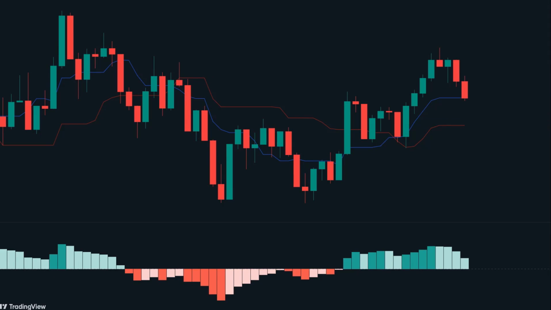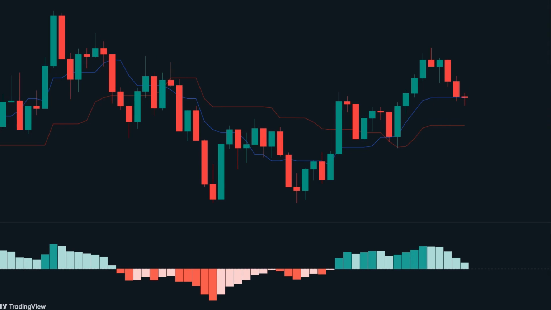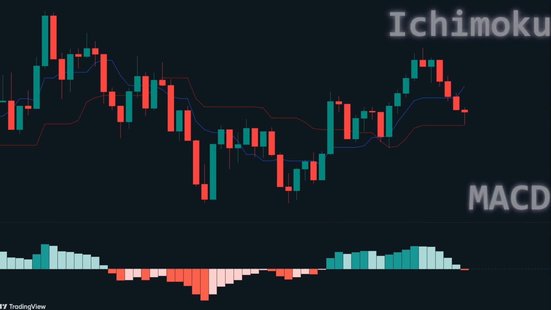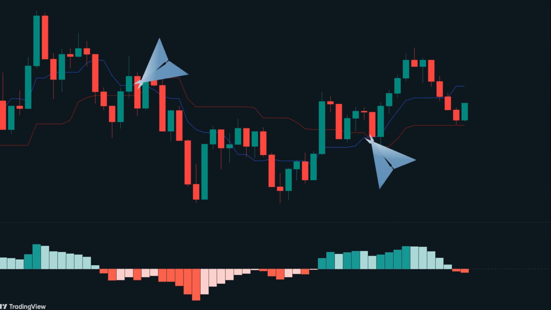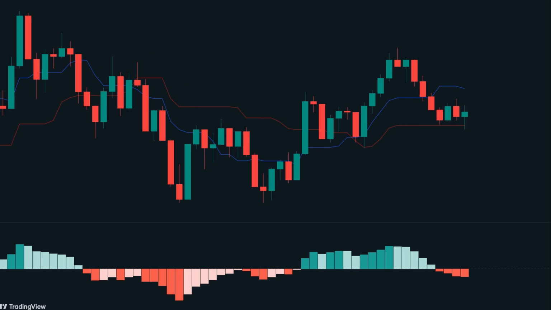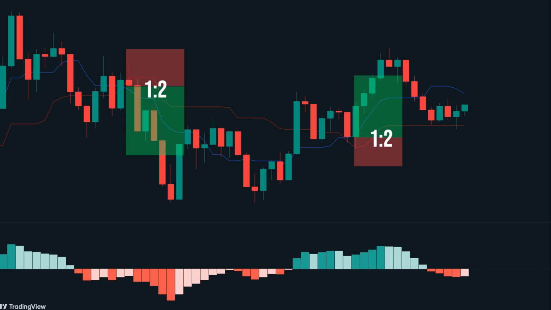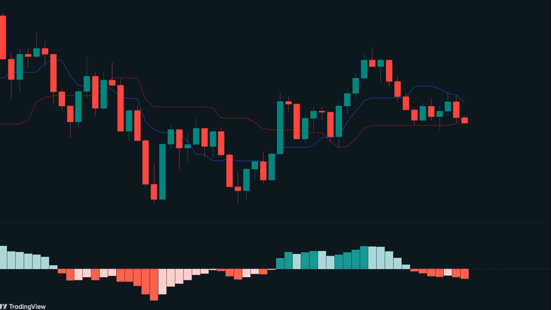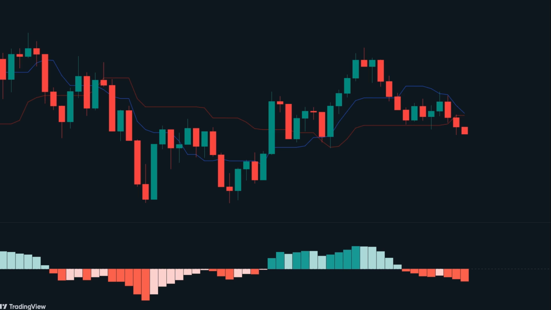Hello, traders. Today's video is about an entry strategy using two practical indicators, Ichimoku and MACD. We'll discuss how to identify the correct entry zone, confirm signals using both indicators simultaneously, and assess the risk-to-reward ratio for entering a trade. Remember, by following all the points outlined, a strategy can be highly profitable.